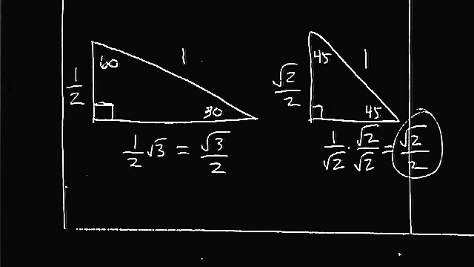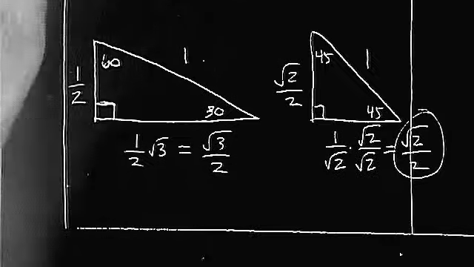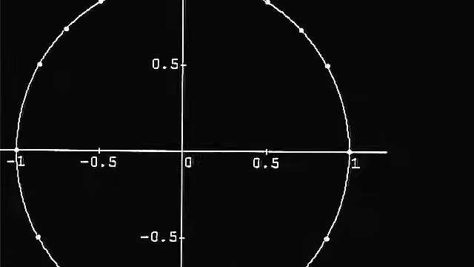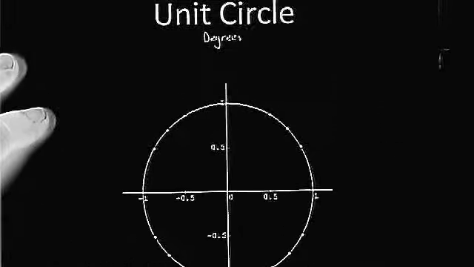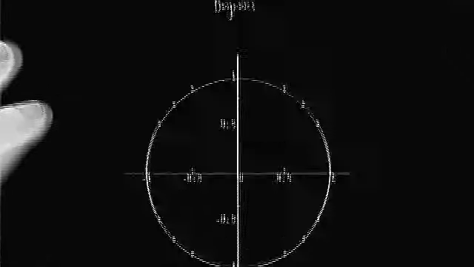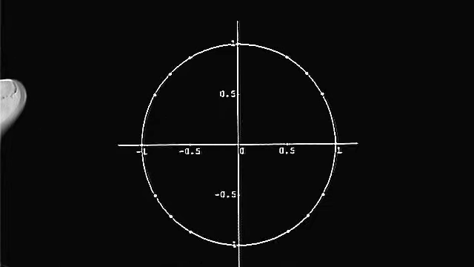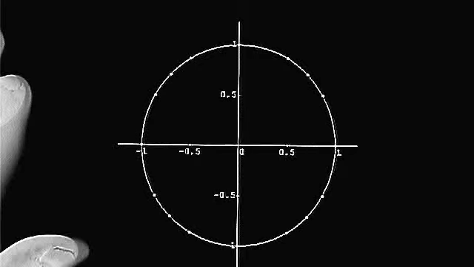Now keep these two triangles in mind because we're going to be using them a bunch. Now I need to go through and remind you about the unit circle, and we're going to do so in degrees first because you're used to that. Okay? So let me zoom in here on it, and then we'll take a look at it.